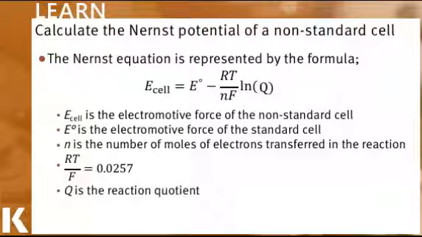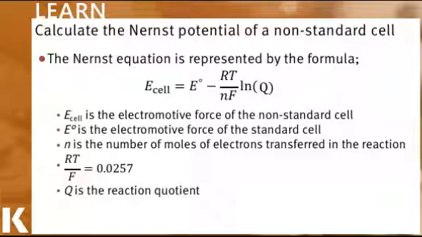The Nernst equation states that the cell potential is equal to the cell potential at standard conditions minus RT over NF times ln Q, where R and F are constants, T is temperature, N is the number of moles of electrons transferred, and Q is the reaction quotient. Since T is usually held constant at 25 degrees Celsius, the RT over F term is often simplified to 0.0257.